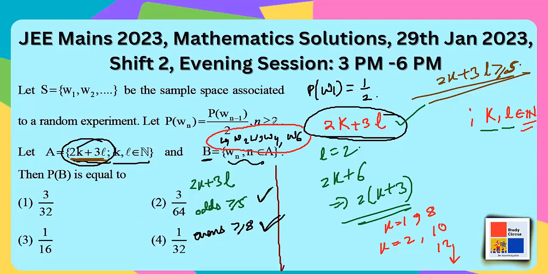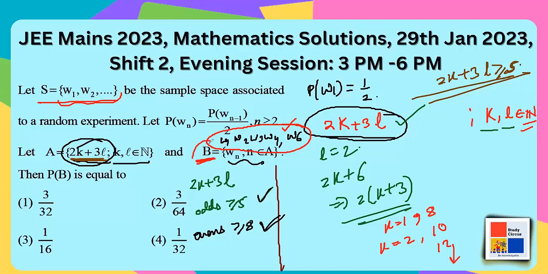So these 5 events are not included in the set B. These 5 events are excluded. Whatever events are there in the set S are there in set B, except these 5: W1, W2, W3, W4, W6. The probability of this S was 1. In total, the probability was 1.